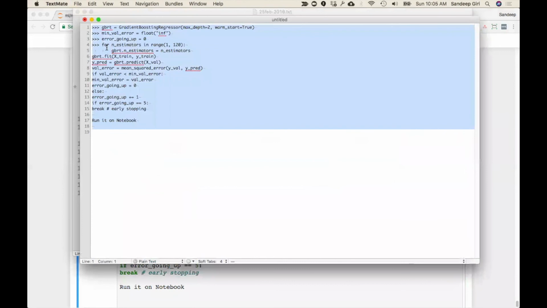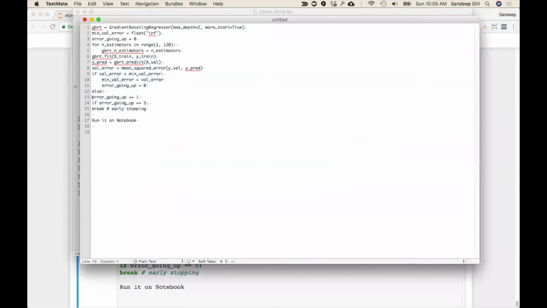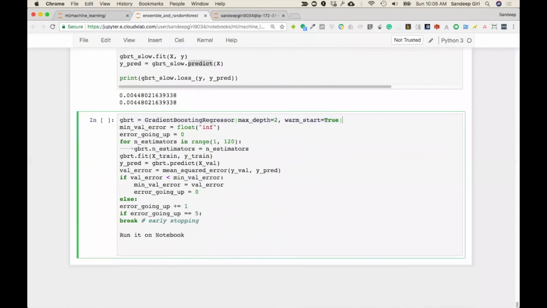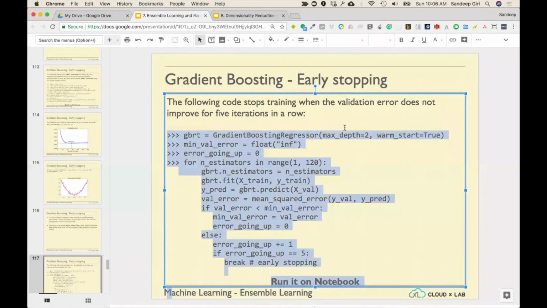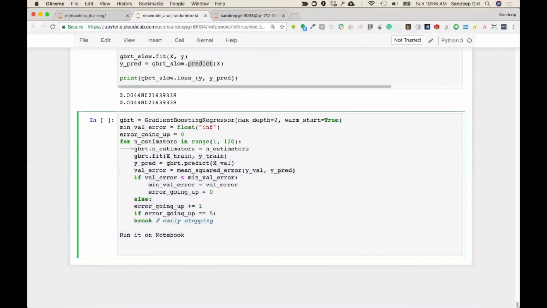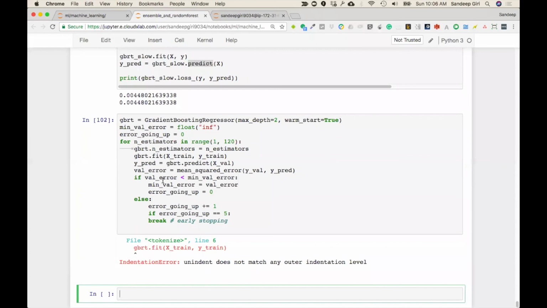All right, let me just format this code. Probably that'll be better. So we copy paste this code. We are saying this is our regressor, then we're defining this value. This is good. After the for loop, everything is in the loop. So we are saying number of estimators, fit, predict, and then this is where we are doing the early stopping.